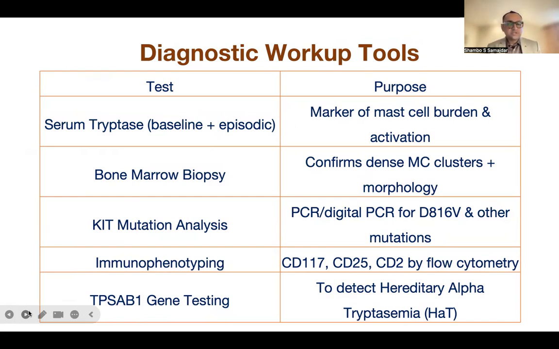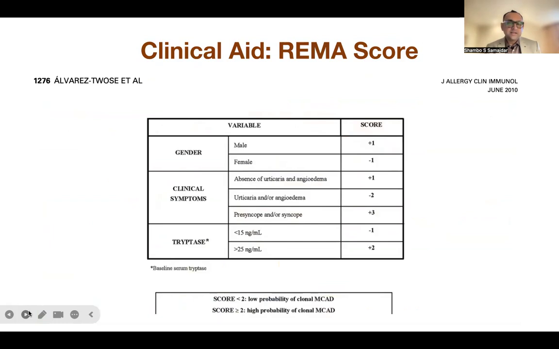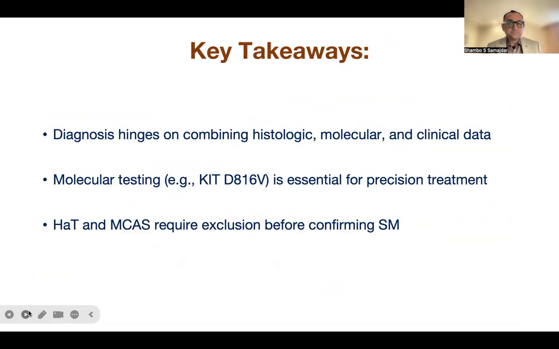So this is important. For an example, the REMA score, there are multiple validated scores. With this score, we can see the gender, clinical symptoms, and tryptase value, and with this we can get one score. And if it is two or more, then we are most probably dealing with clonal mast cell activation disorders. That is why we need to combine the histologic, molecular, and clinical data.